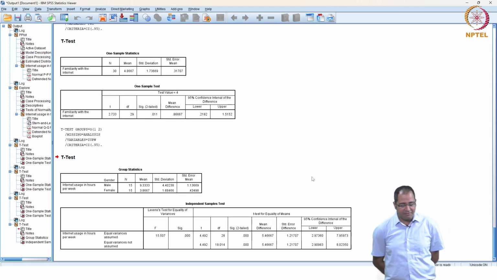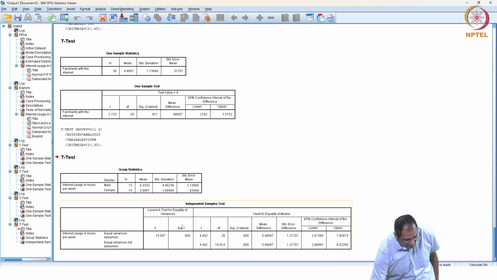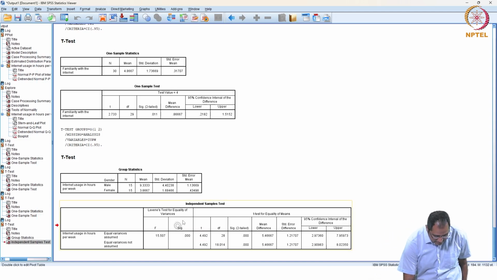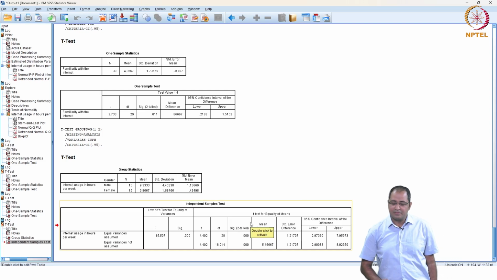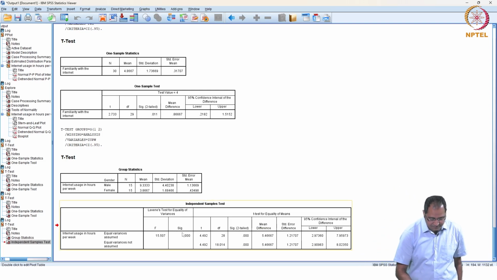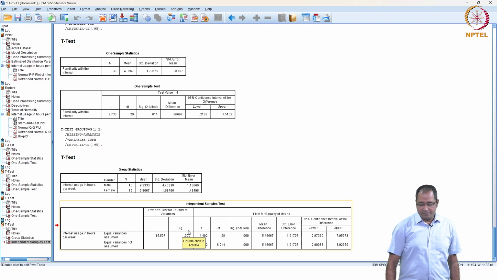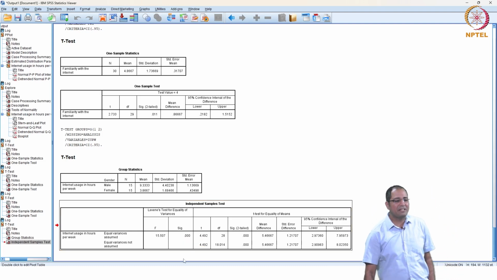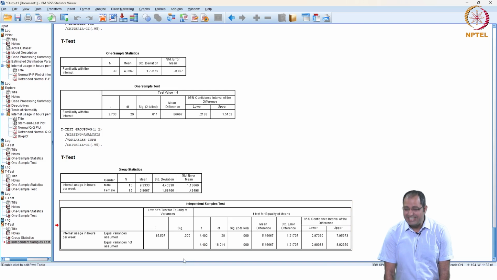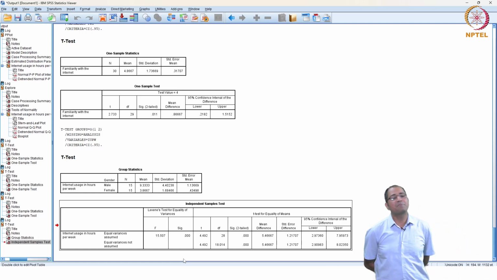Now there are two significance tests happening, one here, other one here. The first one is the test for assumption. So there is some assumption behind this independent sample t-test. The assumption is that the two groups in the population have equal variances. So the first test is about the assumption. It is just checking whether the assumption is met.